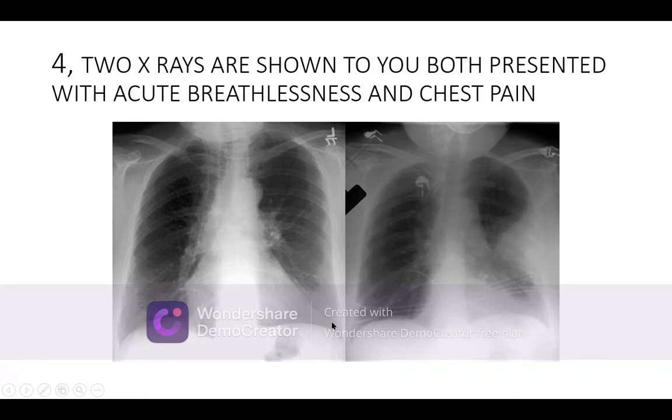The costophrenic angle is gone. The irregularity is seen here, and also here, in this non-homogeneous opacity which is occupying this place. On both sides, look, the border of the heart on this side and this side is turning. The left border is this, and this. And this is actually the part, because the thing is, it is irregular.